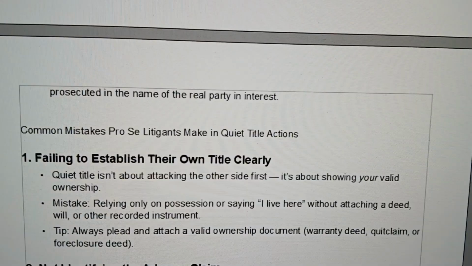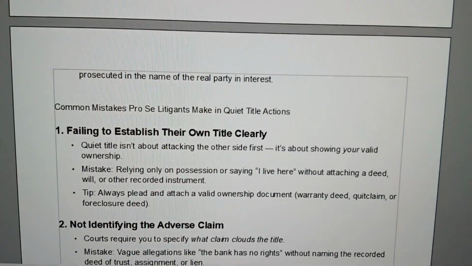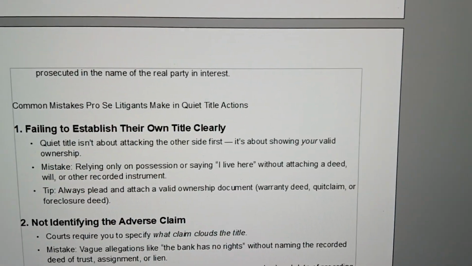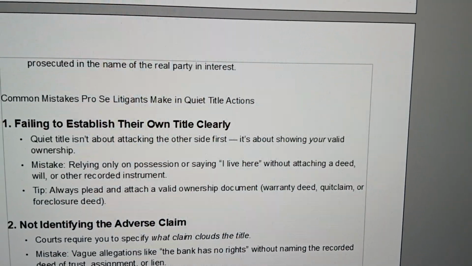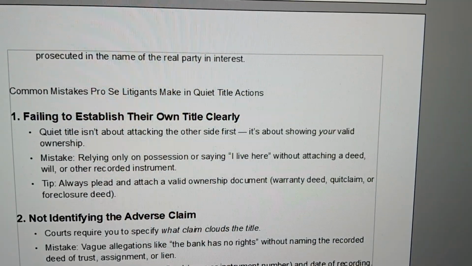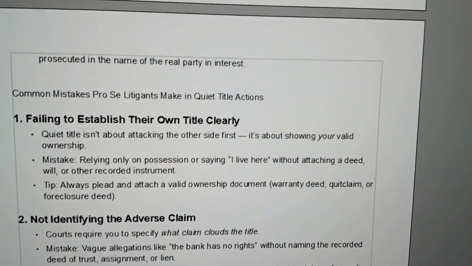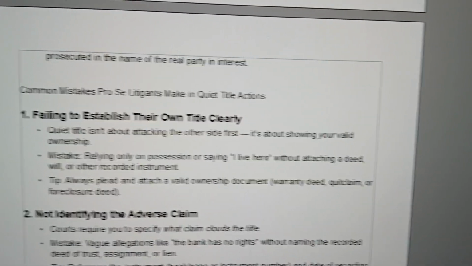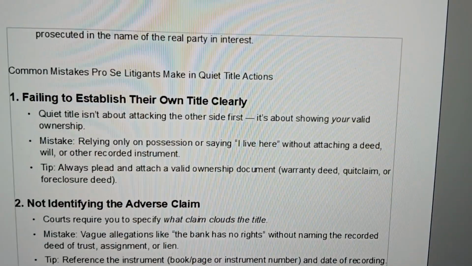Now, I also made a section here, guys, called Common Mistakes Pro Se Litigants Make in Quiet Title Actions. Failing to establish their own title clearly. Quiet title isn't about attacking the other side first. It's about showing your valid ownership. Mistake. Relying only on possession or saying, I live here, without attaching a deed, will, or other recorded instrument. Tip. Always plead and attach a valid ownership document, warranty deed, or quitclaim, or a foreclosure deed. That's one of the most common mistakes people make, guys.